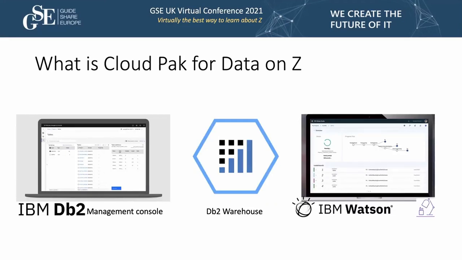The difference between this and just having CloudPak for Data is introducing Db2. You can combine it with the Db2 Management Console, with Db2 Warehouse, and also IBM Watson, specifically IBM Watson Studio. Using all of this, you can build and deploy machine learning and AI models, and also add on other features that are specifically Z related, which help build on the existing Z infrastructure.